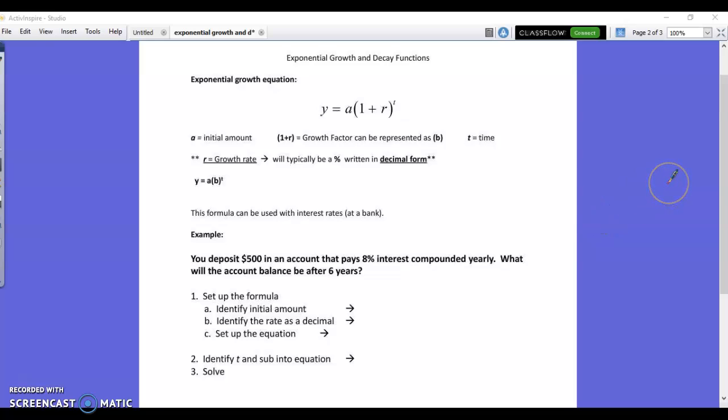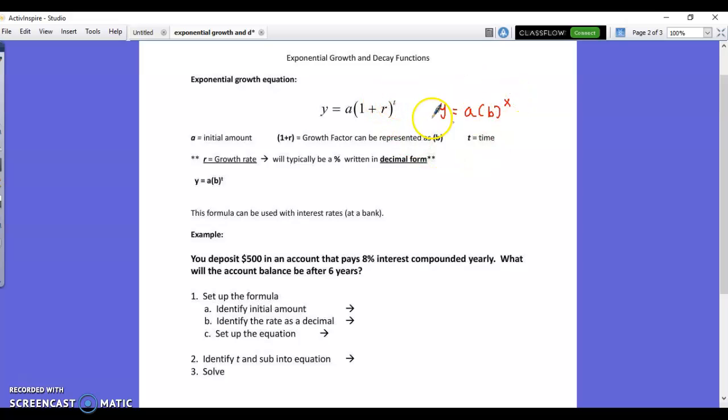All right, so this is the exponential growth and decay functions. I really like this section because it talks about how things either appreciate or depreciate in value over time exponentially. So this is the exponential growth equation, y equals a, and then I put 1 plus r to the t power. The other equation you would use would be y equals a times b to the x power.